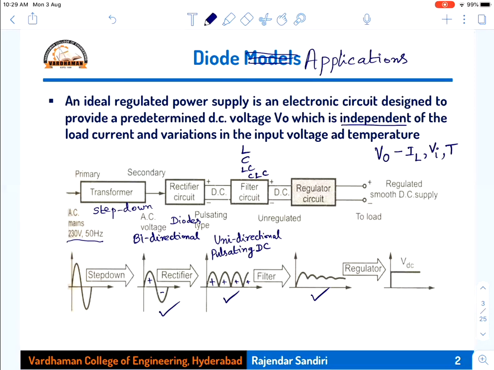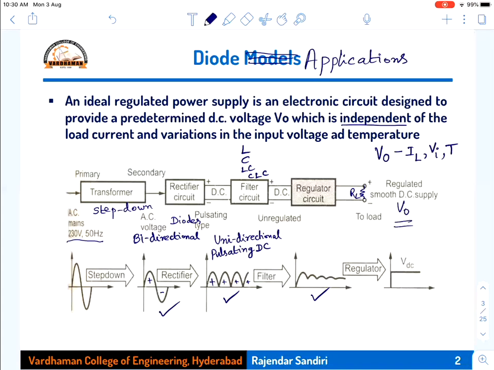So a filter contains inductors and capacitors. Then the output of this filter circuit is given to the regulator circuit. The regulator circuit consists of a Zener diode. The Zener diode acts like a voltage regulator, which maintains the output voltage constant, so that if you connect a load resistance RL at the output of the regulator, across that load resistance you will get a constant output voltage, which we call V naught.